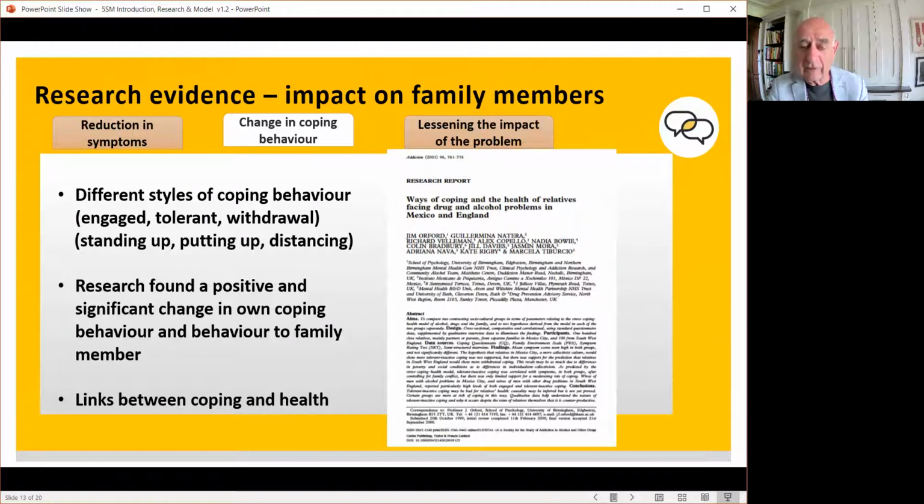We've also found, and the paper on the right looks at this in a bit more detail, links between coping and health. And we found that there's a strong relationship between high levels of tolerant coping and higher level of symptoms. Now, I don't want to suggest that this is necessarily causal, although it could be. It could be that tolerant coping puts people in positions where they actually become more anxious and more depressed and have more physical symptoms. But of course, it could be equally the opposite.